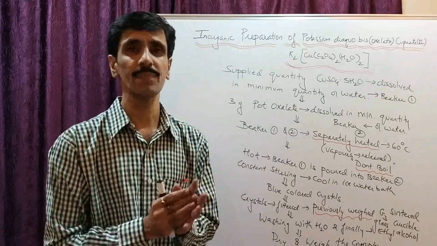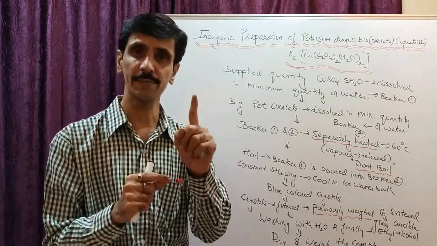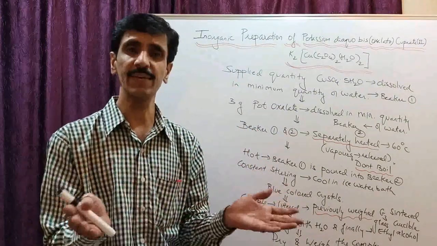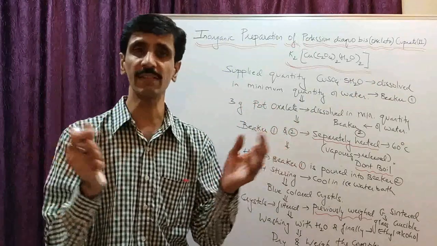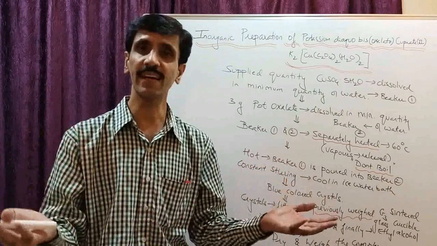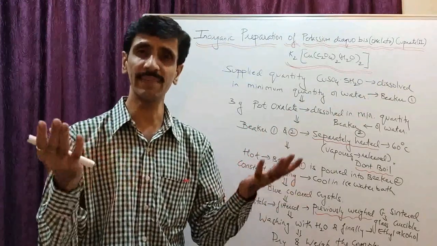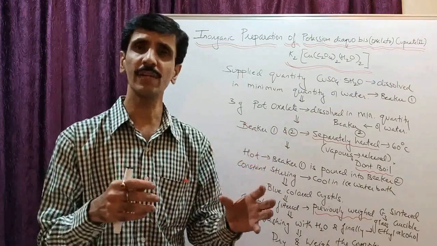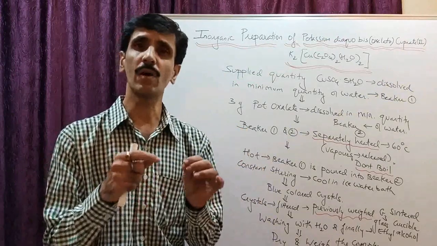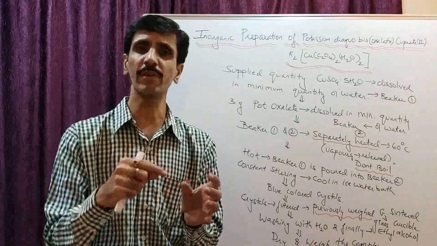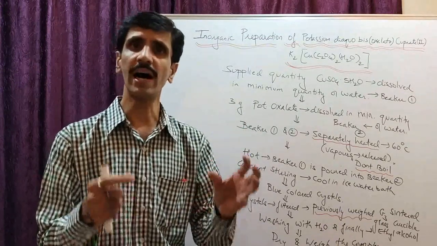I quickly take a recap. The supplied quantity of copper sulfate pentahydrate is dissolved in a minimum quantity of water. Next, potassium oxalate, 3 grams, is dissolved in a minimum quantity of water. This dissolution takes place in a beaker, so two separate beakers. Then separately we need to heat it till vapors are coming out, approximately 60 degrees Celsius, but never ask for a thermometer. Okay, ek bar heating ho gaya, vapors aa gaye, stop the burner and then transfer the hot solution of copper sulfate into the hot solution of potassium oxalate. Okay, slowly with constant stirring, and continue stirring for a couple of minutes, and then introduce that beaker into an ice water bath.